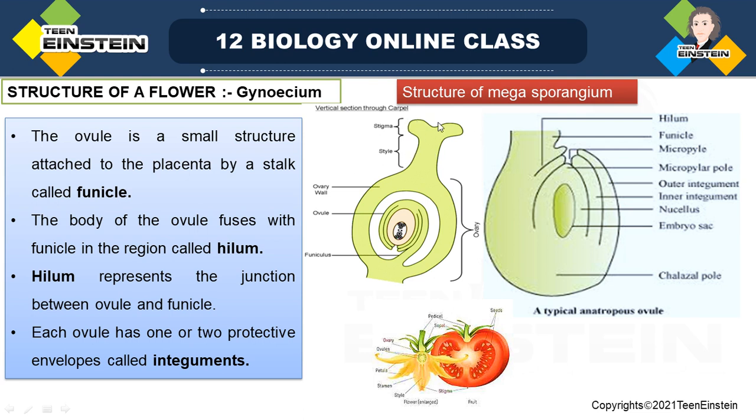So here the pollen grain lands. This is the stigmatic surface where the pollen grain lands. So inside this ovary, the ovule will be present. Right, here you can see this is the ovule. So now we are going to learn about the typical structure of the anatropous ovule, that ovule which is present inside the pistil. So see the outer part.